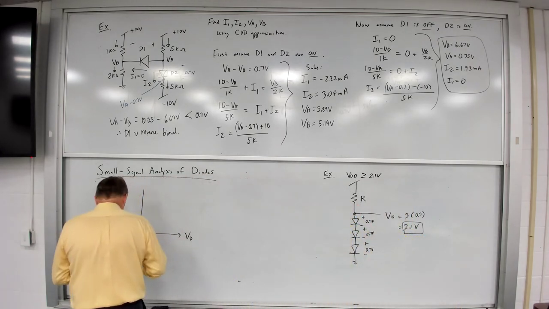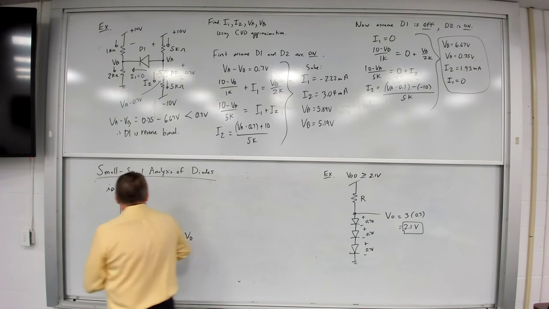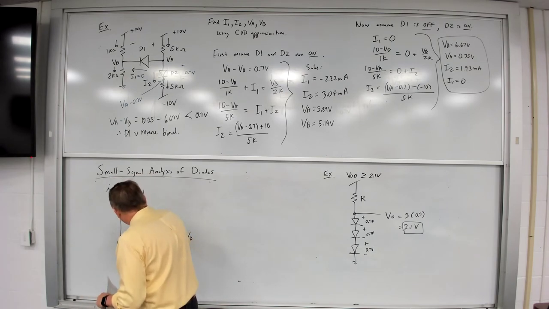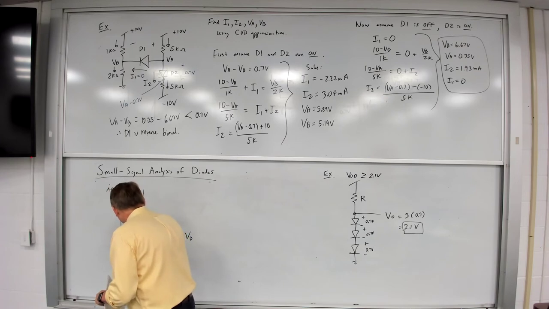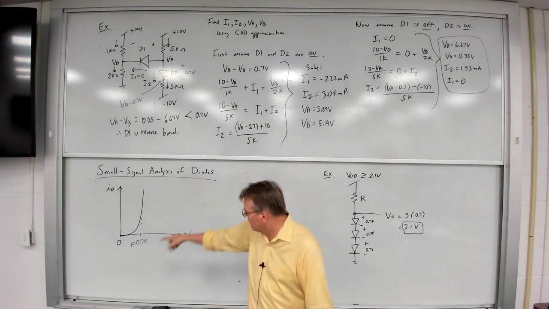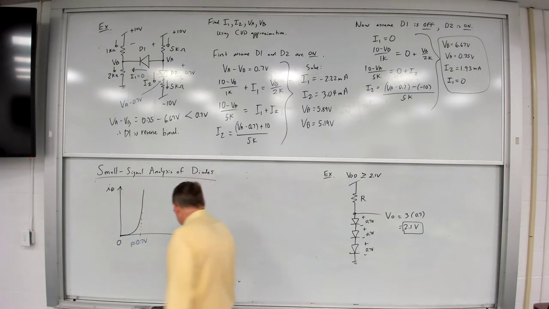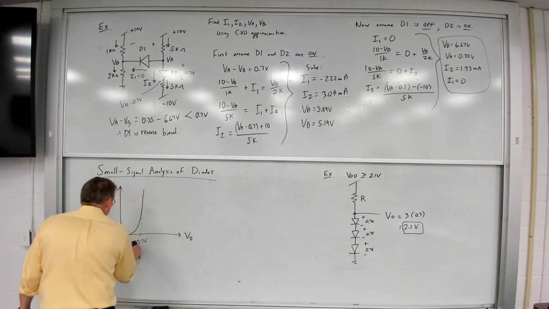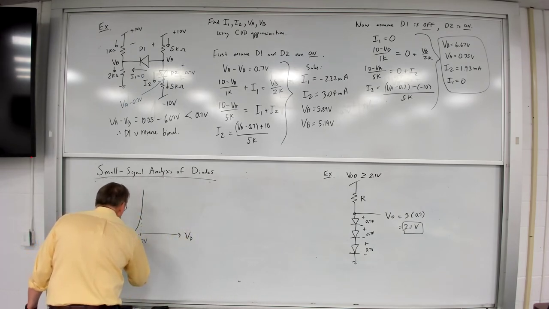So if I were to look at this thing, as we've already seen before, we're going to have a cut-in voltage or a turn-on voltage that we're going to assume is about 0.7 volts. But essentially what we're going to say here is at about 0.7 volts, we start to have significant current flow. It goes very quickly up that exponential curve.